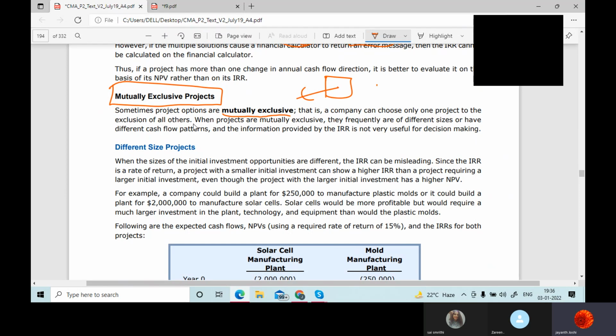Sometimes project options are mutually exclusive, meaning out of two, you have to select one. There can be many reasons, such as capital constraint. That means you have less capital and cannot select 5 projects; you can take one at a time. A company can choose only one project to the exclusion of all others. When projects are mutually exclusive, they frequently are of different sizes or have different cash flow patterns, and the information provided by IRR is not very useful for decision making. See how.